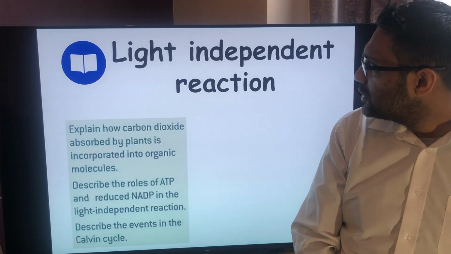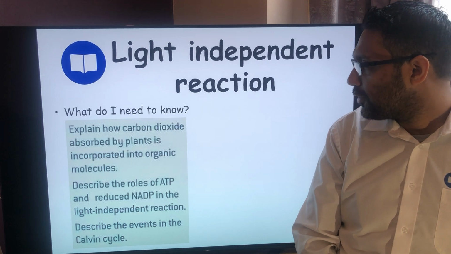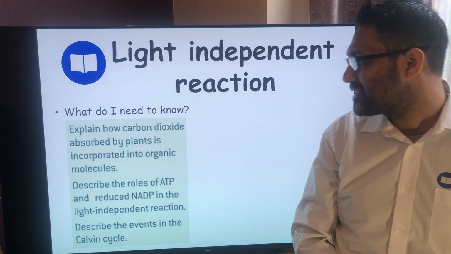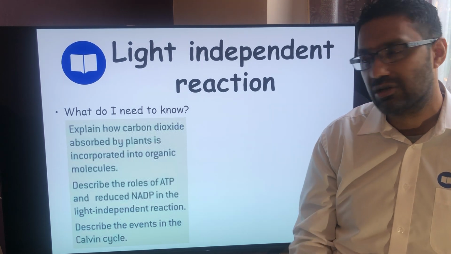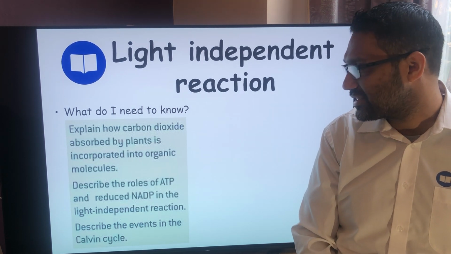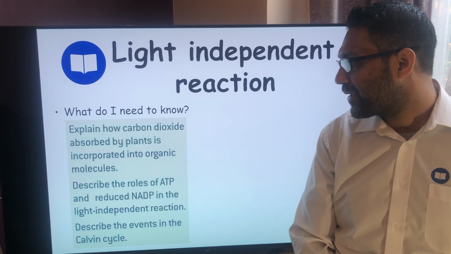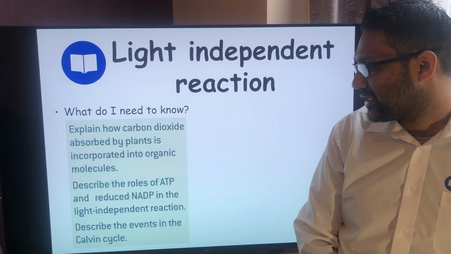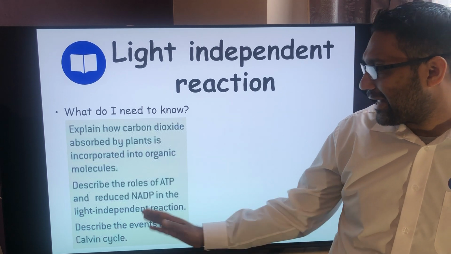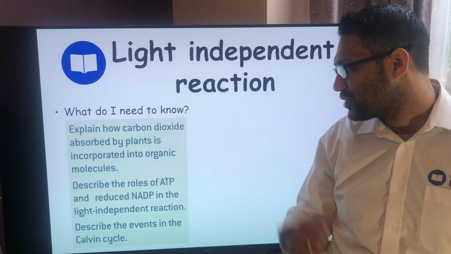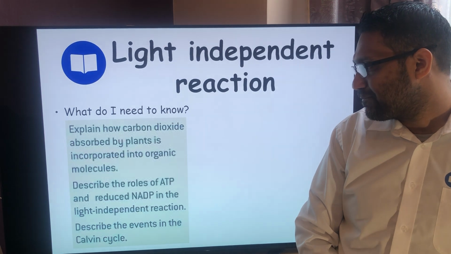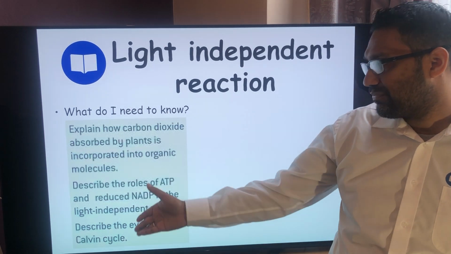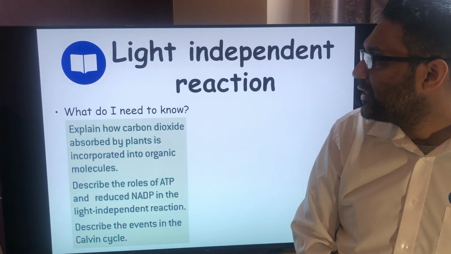But how? What do you need to know? You need to be able to explain how carbon dioxide absorbed by plants is incorporated into organic molecules. So what's the carbon dioxide for basically in photosynthesis? Describe the roles of ATP and reduced NADP, the products you get from the light-dependent reaction. They enter the light-independent reaction, what we're talking about today, and we'll see how they're used. And describe the events in the Calvin cycle, which is what those two things are involved in.